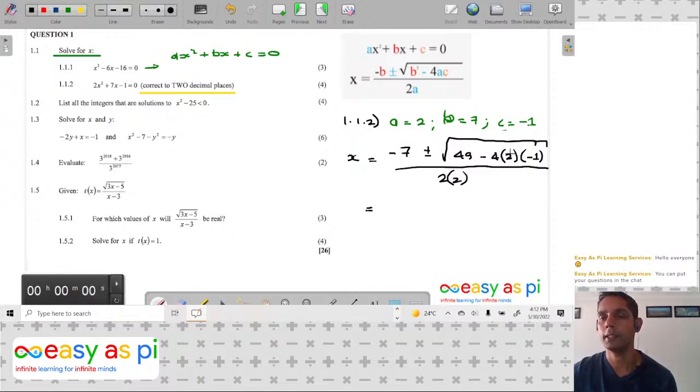And of course from here it then becomes arithmetic, so this is the same as saying -7 plus or minus the square root of, so that's going to be 4 times 2 is 8, times -1 is -8, and this becomes minus times a minus, so plus. So 49 plus 8, sorry, 65 if I'm not mistaken. That's going to be all over 4.